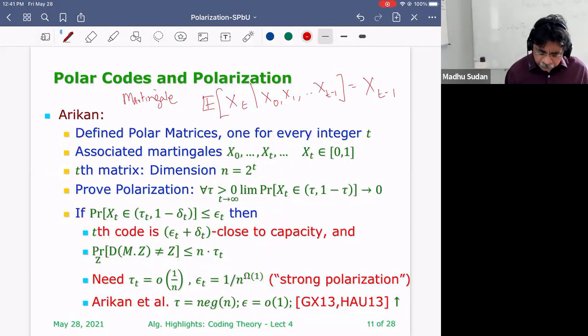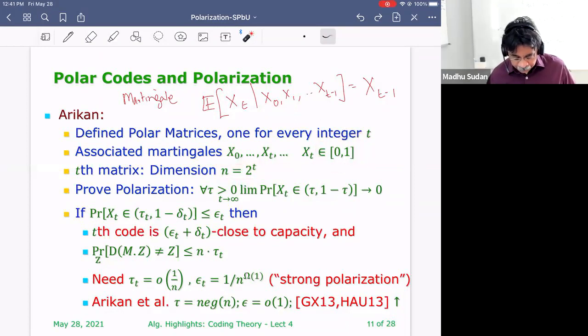And Arikan noticed that he was creating these matrices of size n equal to 2 to the t for all choices of integers t. And associated with this creation process, he associated one long, infinitely long sequence of variables whose value is always a real number between 0 and 1. And these would be martingales. And he proved that these martingales actually polarize.